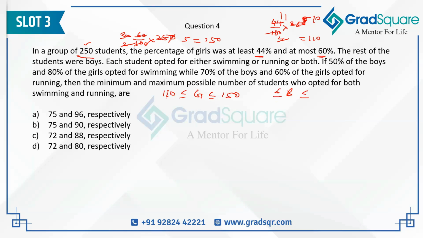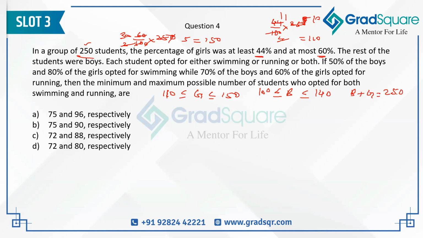The maximum number of boys will be when the girls are minimum. So if 110 are the girls, your number of boys will turn out to be 140. And if 150 are the girls, which is the maximum number of girls possible, then the minimum number of boys is going to be 100. So this is the range that we have. We also know that boys plus girls should be equal to 250. That is something that we know, right?